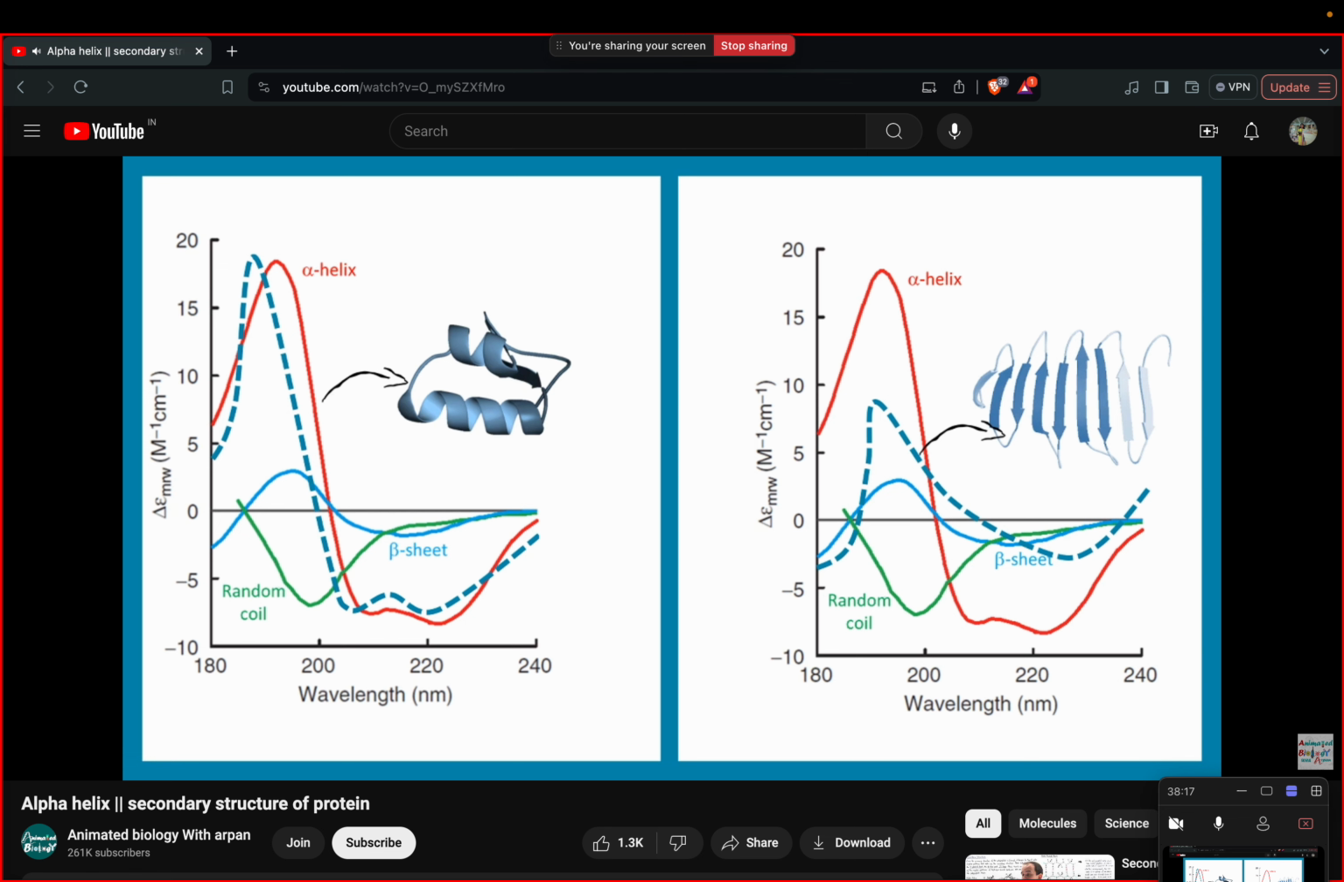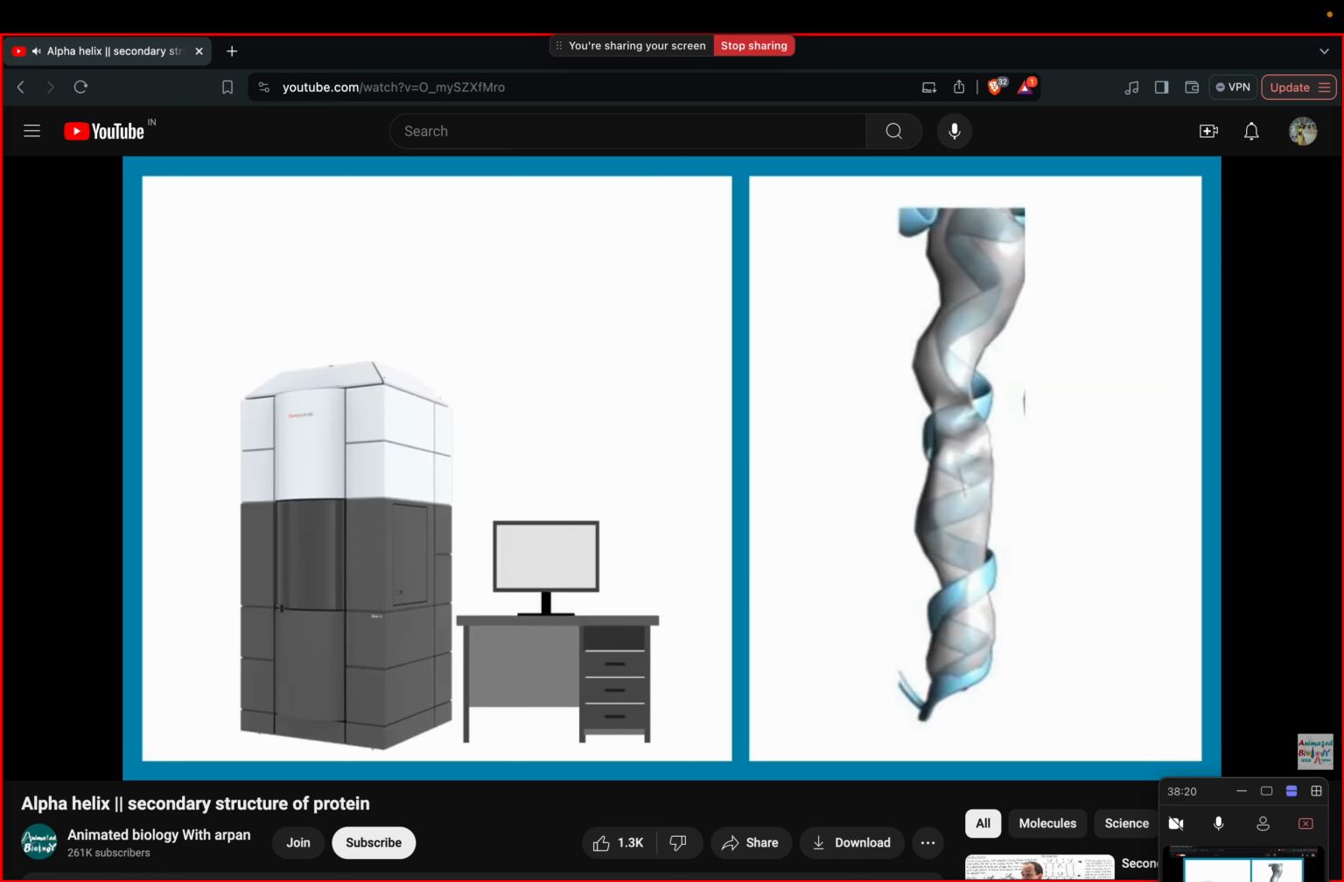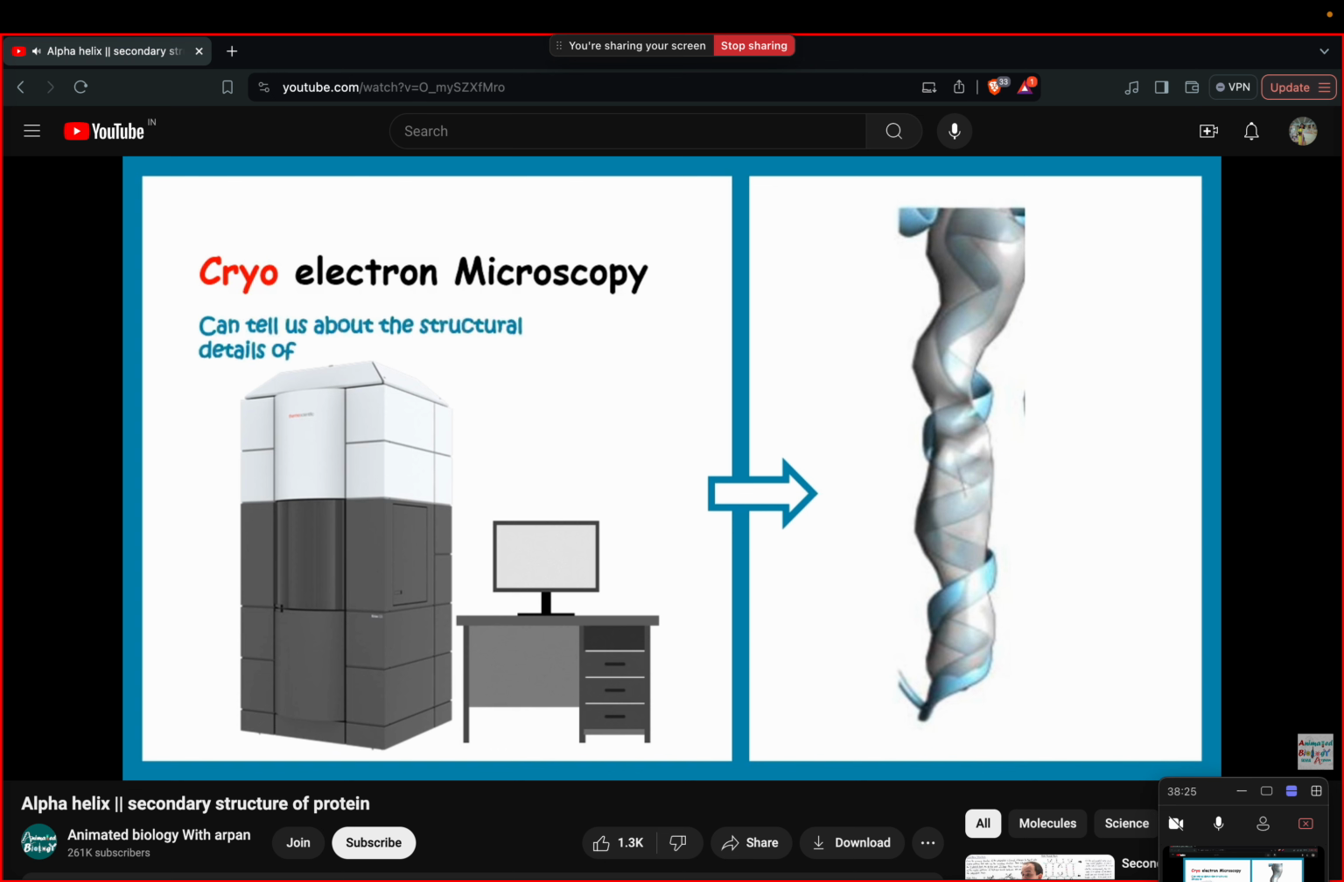But other than these two techniques, there is a recent development of cryo-electron microscopy, which can tell us more about protein structure. What is really different about all of these techniques is the resolution. The highest resolution can be obtained by X-ray crystallography. Circular dichroism spectroscopy can give information about protein secondary structure, but it does not tell us about the high resolution structure. Cryo-electron microscopy is high resolution, but not as much as X-ray crystallography.